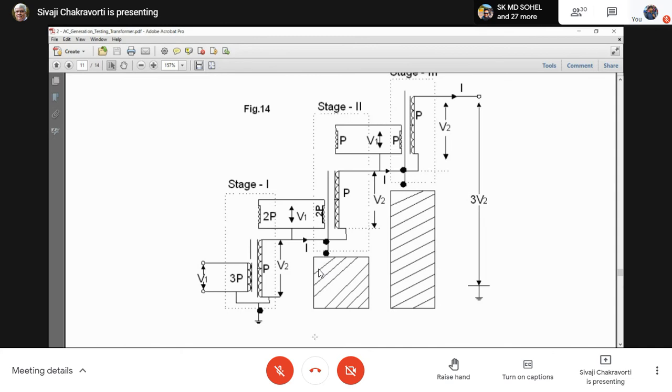And the secondary of the stage 1 transformer is again V2 into I, that is P. So the primary of the stage 1 transformer will have a KVA rating of 3P, that is secondary P, tertiary 2P. So that means the stage 3 transformer will have a KVA rating of P, stage 2 will have a KVA rating of 2P, stage 1 will have 3P.